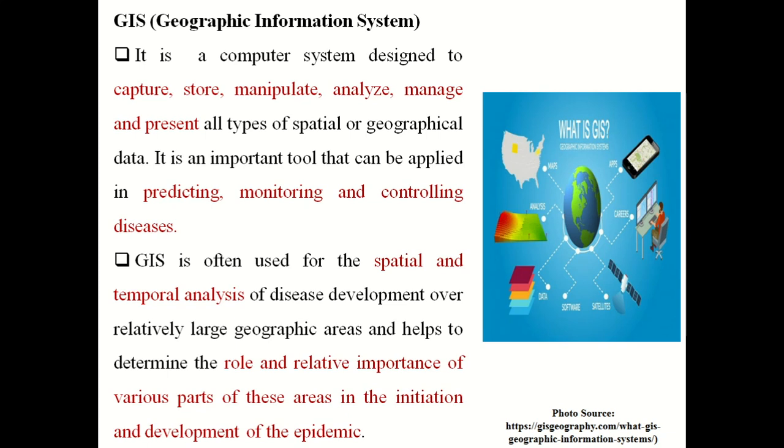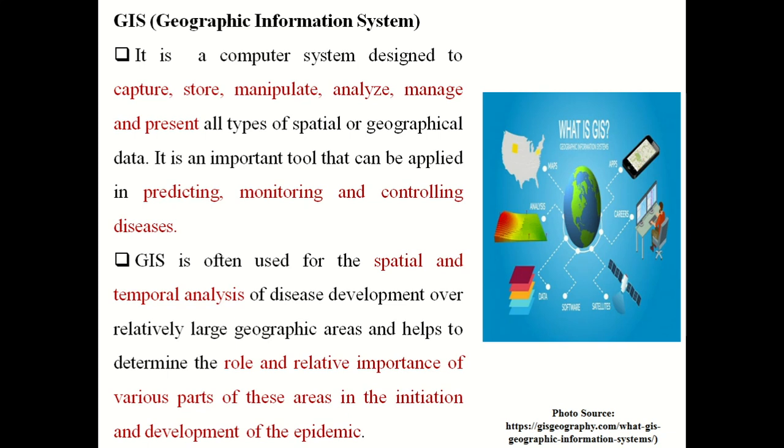Similarly, the second tool is GIS, the Geographic Information System. It is also a satellite-based computer system designed to capture, store, manipulate, analyze, manage and present all types of geographical data. It is an important tool that can be applied in predicting, monitoring and controlling disease. GIS is often useful for the spatial and temporal analysis of disease development. Spatial analysis of the disease means to describe or examine the disease in various geographical regions, while temporal analysis involves the examination of the disease over time in a particular geographical area.